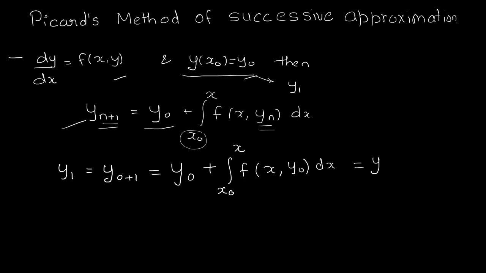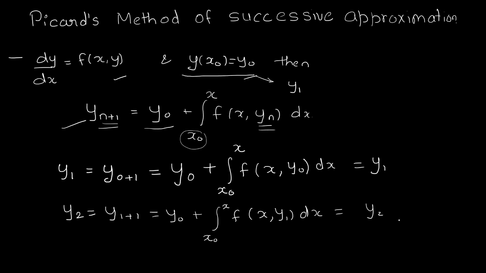Okay? So from here you will get a term y1. Now the next step will be finding y2. Y2 will be given by what? Y1 plus 1. So now in this case, n value will be 1. It will be given by y0 plus the integral from x naught to x of f of x, comma, what is this y0? In this case, it is y1 now. Y1 dx equal to, this will be my y2.